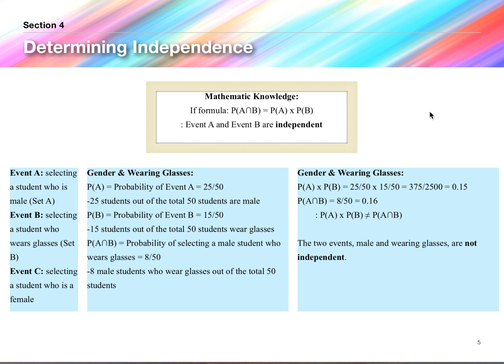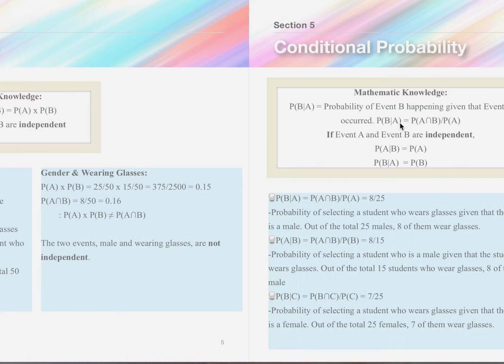I implemented the formula, and probability of A times probability of B equals 0.15. However, probability of A and B equals 0.16, so therefore the formula does not agree, and thus we can conclude that the two events are not independent.